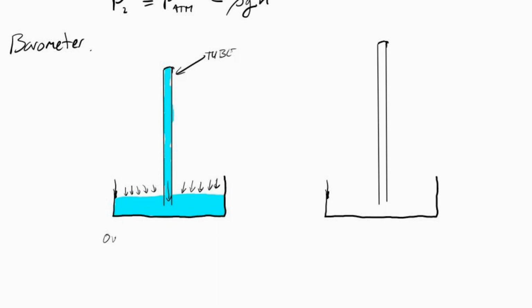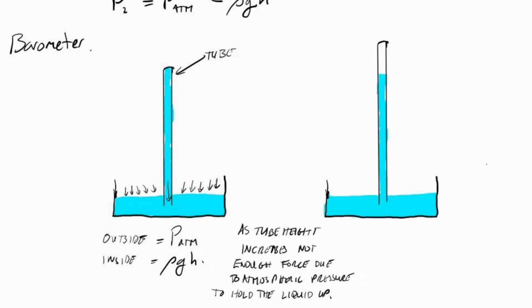So on the outside, we've got atmospheric pressure. Inside, we have density times gravity times height. What does that mean? Well, it means there is a point where if the tube is long enough and the liquid is heavy enough, there isn't enough force to hold the liquid up. And what we get then is the situation that you see on the right hand side. As the tube height increases, there's not enough force due to atmospheric pressure to hold the liquid up, which means this bit at the top is actually a vacuum.